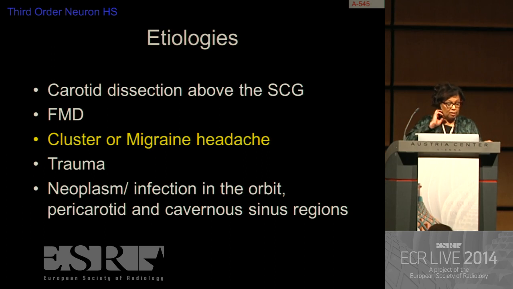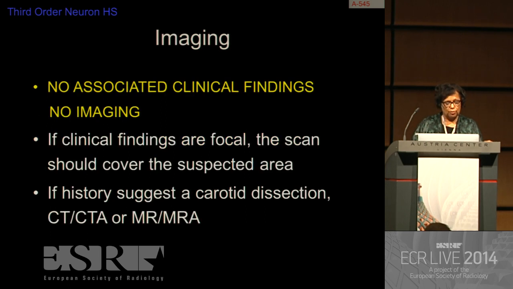Keep in mind that cluster migraine headaches are associated with transient Horner syndrome as well. And this is sometimes seen in the emergency room setting. Trauma, neoplasms or infections involving the orbit, pericarotid, and cavernous sinus regions can also cause a third-order neuron Horner syndrome. Now, if you talk to the neuro-ophthalmologist, some of them will say when they have a lesion in this distribution, if they have no localizing findings, some of them will not bother to image the patients at all.